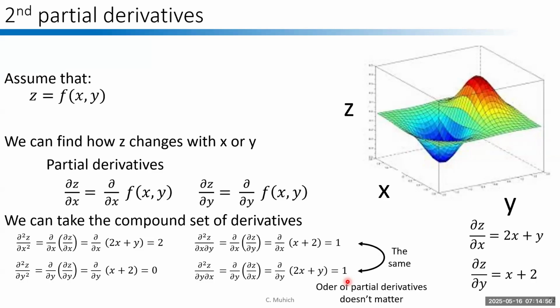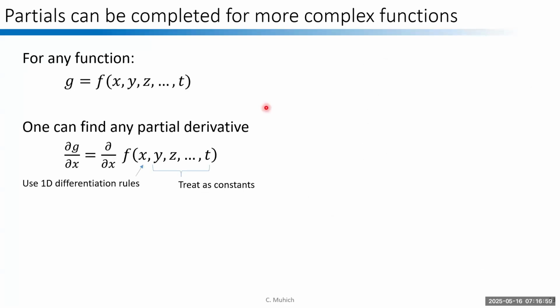What you'll notice is that these are the same. And this is true of all partial derivatives. My order doesn't matter. If I take y then x, or x then y, I end up with the same answer. And this is true in higher dimensional space as well. We can extend these concepts to higher dimensional space.